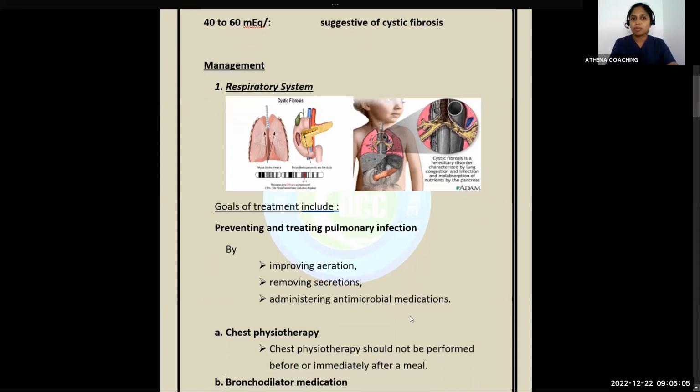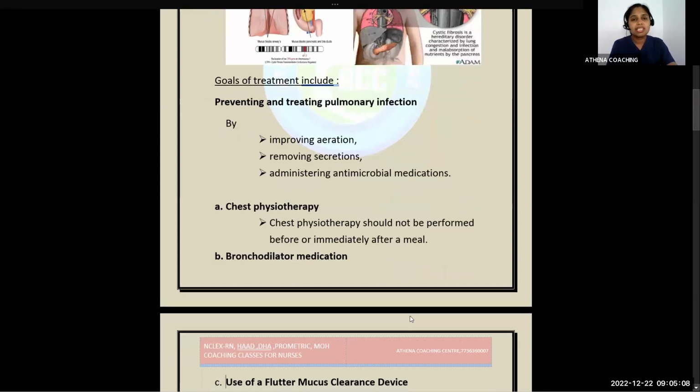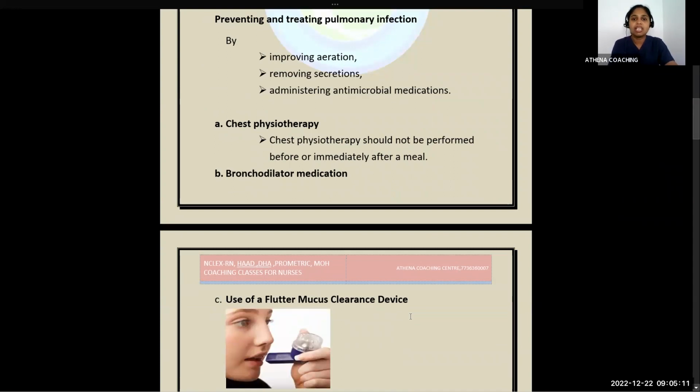So what are the interventions included? Number one is chest physiotherapy. What is chest physiotherapy? It helps to mobilize the secretions. Chest physiotherapy should not be performed immediately after a meal. That particular point is important. And what is the importance of performing chest physiotherapy? When you perform chest physiotherapy, it vibrates the chest and helps to remove or mobilize the secretions, which enhances taking out the secretions.